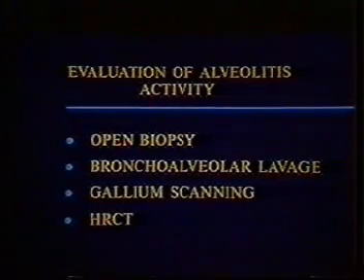Therefore, we see that alveolitis is an important concept for the radiologist to get used to. How can we evaluate this alveolitis? We have four basic ways. We can use open lung biopsy, bronchoalveolar lavage, gallium scanning, and high-resolution CT scanning, and I'll discuss each of these in turn.